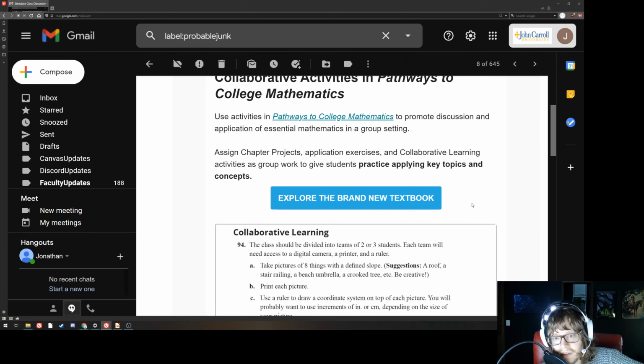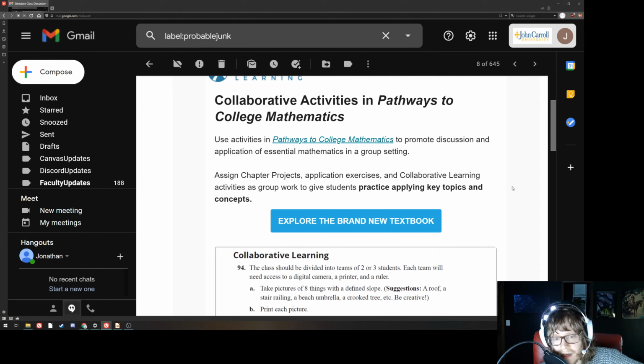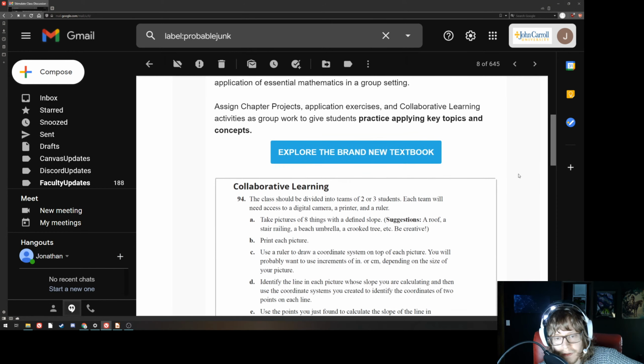Assign chapter projects, application exercises, and collaborative learning activities as group work to give students practice applying key topics and concepts. This one I'm okay with, except for the part that they bolded, what seems to be a random portion of the sentence. I have no idea why that part is bolded. I'm guessing they wanted to draw my eye to that first, so I would skip the stuff above it. But I don't see why that part's more important than the other parts. So this I kind of give a medium thumb to, somewhere between thumbs up and thumbs down.